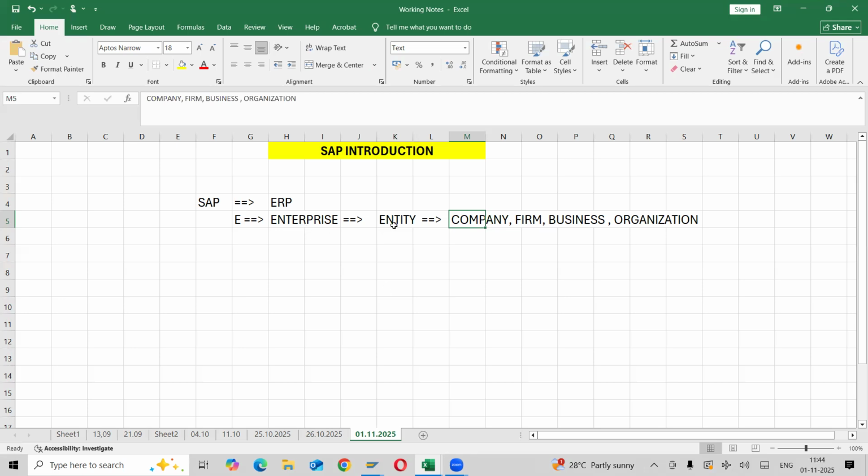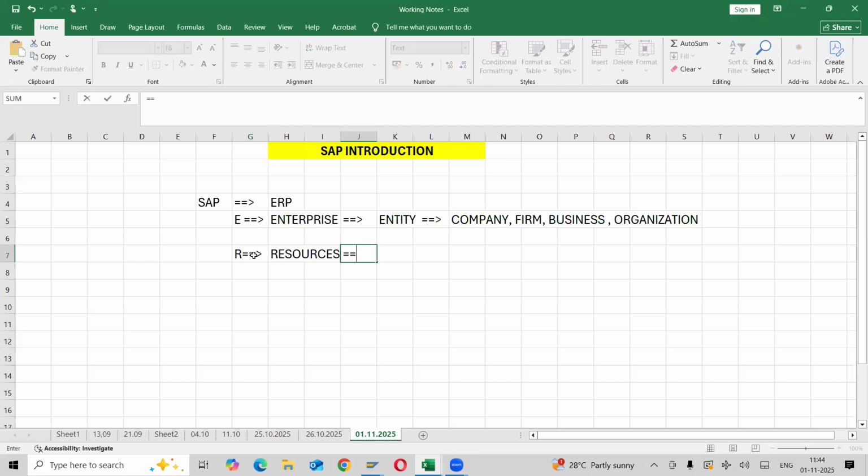Next, R stands for resources. What do you mean by resources? For any organization, company, firm or business, what are its resources? Resources are nothing but men. Any business or organization requires men. Without men, can they perform any activity or transaction? Absolutely not. Every business, every organization, every firm, every company needs to have its men.